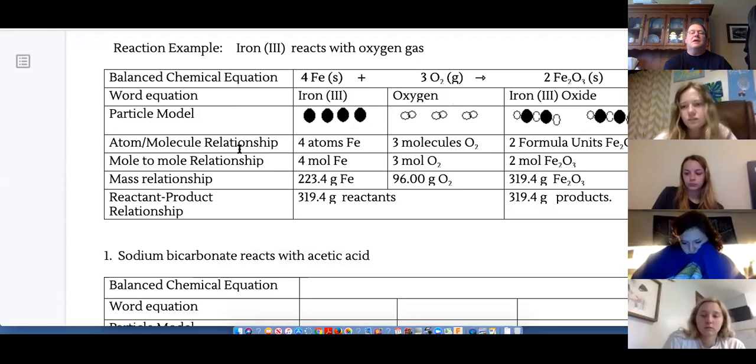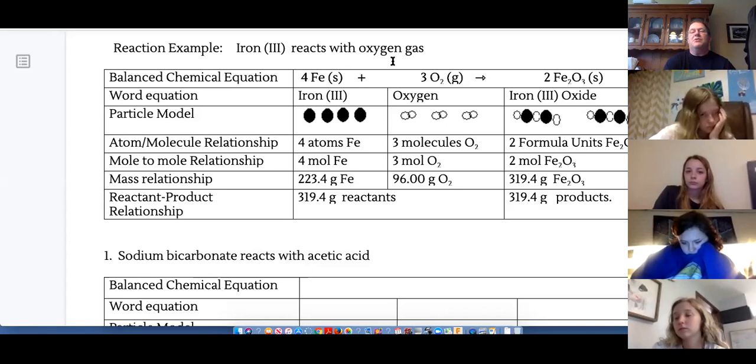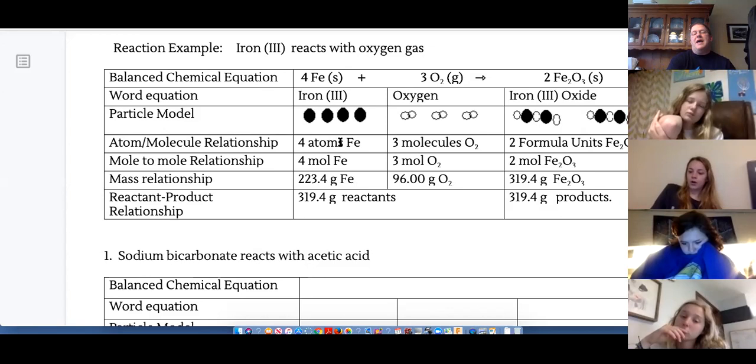Okay, atom-molecule relationship. If we look at these balanced equations, we pull numbers out of a chemical equation and do math calculations, and that's called stoichiometry. So stoichiometry is the mathematical relationships in a chemical reaction. So in our atom molecule relationship, you have 4 atoms of iron, 3 molecules of oxygen, and 2 formula units of Fe2O3. We use the word atoms here because the smallest particle of an iron would be an atom of iron. We wouldn't call it a molecule.